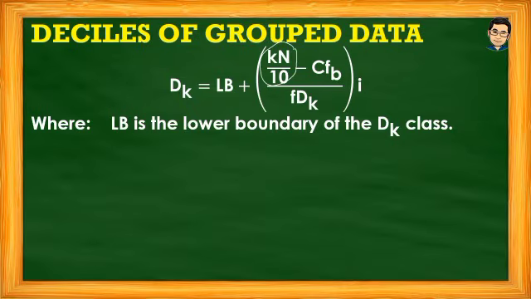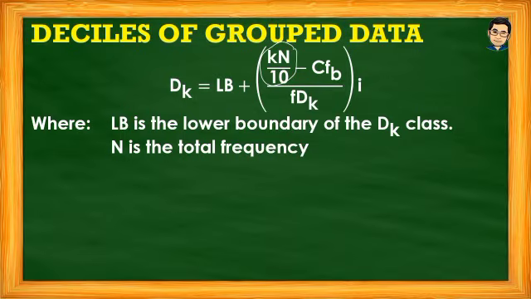Let's discuss natin yung mga variables na nasa formula. So LB is the lower boundary of the D sub K class. So once na nasolve natin yung D sub K class, na-trace na natin kung saan located yung D sub K class, ma-identify natin agad yung lower boundary. So it is impossible for us to determine the lower boundary of a given distribution unless we have determined the location of a particular class. It's either quartile class, decile class, or percentile class.